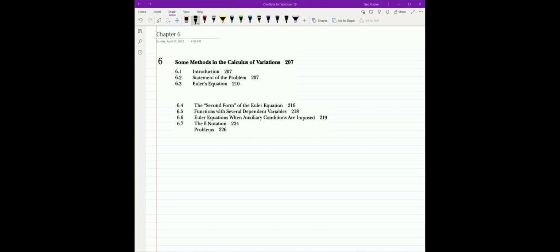So, here we can see the chapter summary. We're going to have an introduction. We're going to see what problem we're trying to solve, and then we're going to get into Euler's equation, another form of it, and then see how dependent variables play a role, and then get into some practice problems with that. So, without further ado, let's get into the introduction.